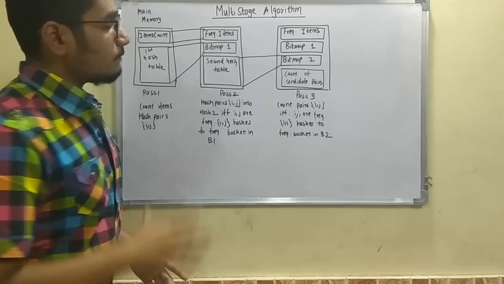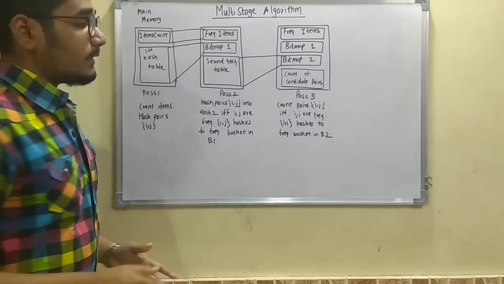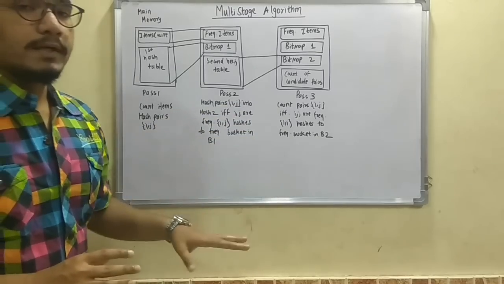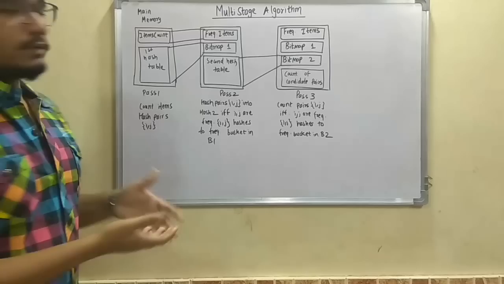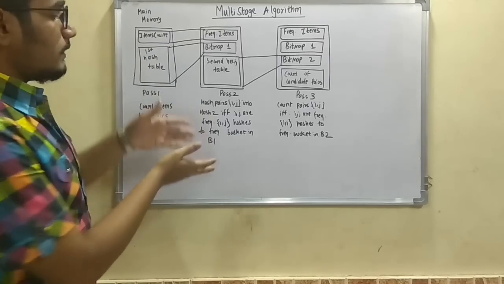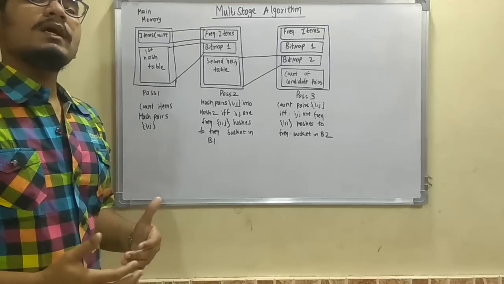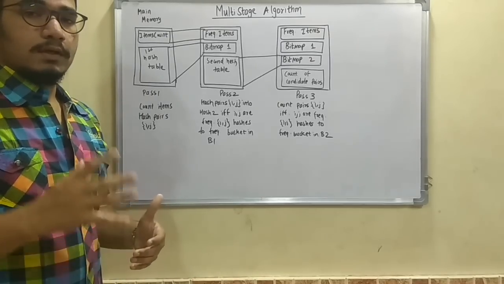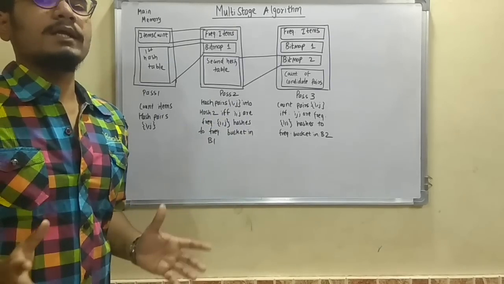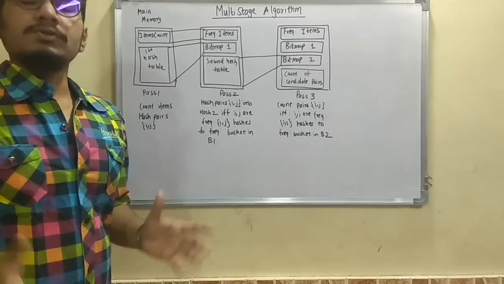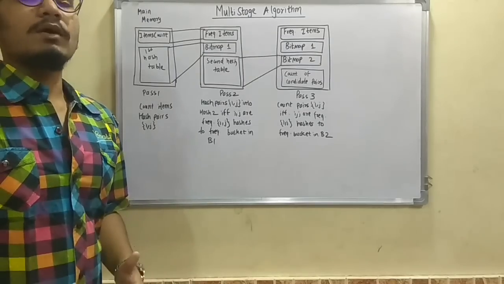In pass 3 also we have the count of candidate pairs ij, and only if i and j are frequent and ij hashes to a frequent bucket in B2. So simple. This takes inputs from the main memory and feeds pass 1, which creates bucket B1, and from bucket B1 we filter out those pairs which are required for pass 3, and pass 3 will have the final B2 bucket which is used for the actual processing of the algorithm. So this is all about the multi-stage algorithm in detail.